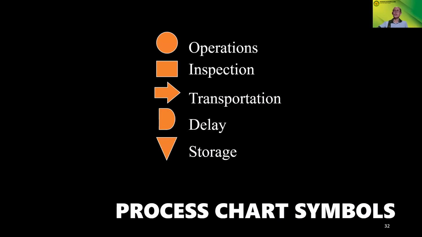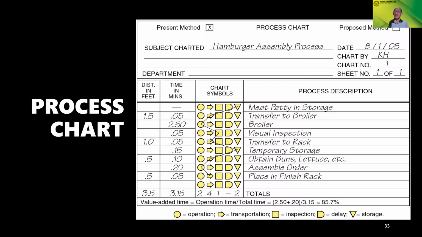Process charts use the following symbols. Circle means operations. A rectangle or a square means inspection. An arrow refers to transportation. D refers to delay. And the inverted triangle refers to storage. So let us go back to the process chart for the hamburger assembly process in a fast food restaurant.